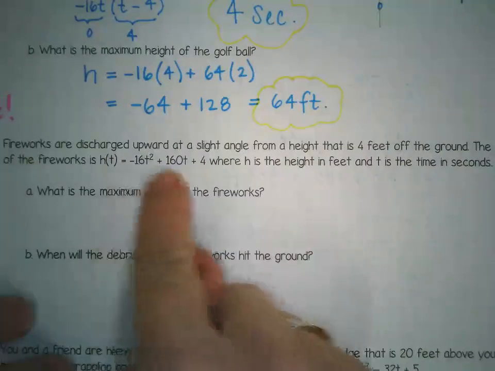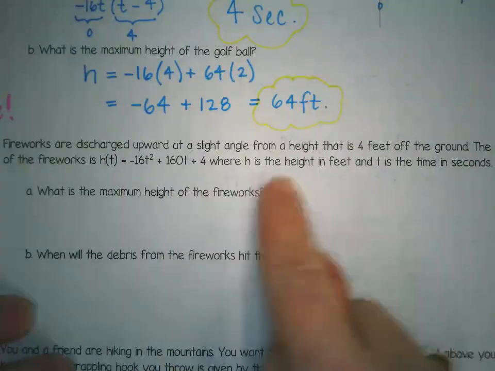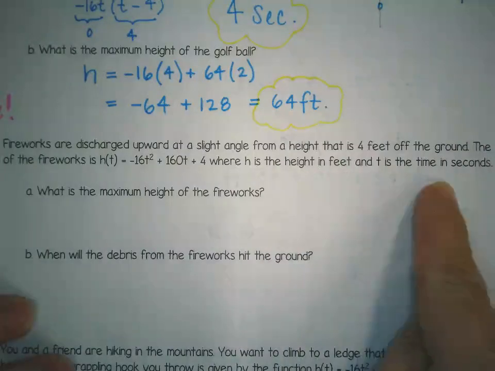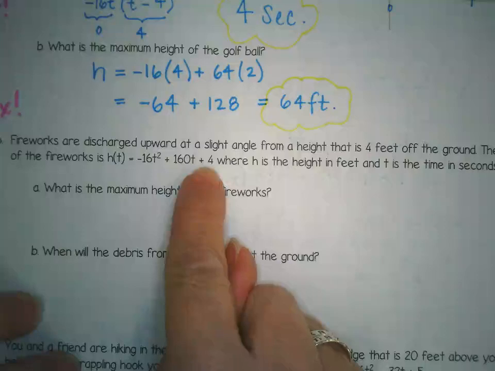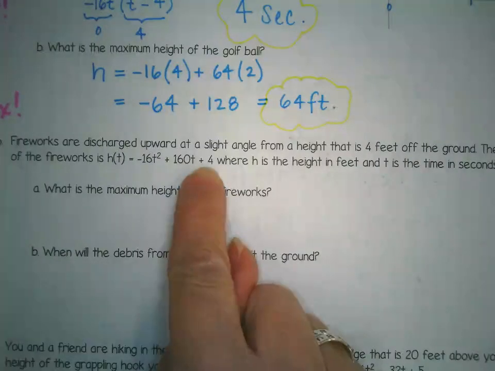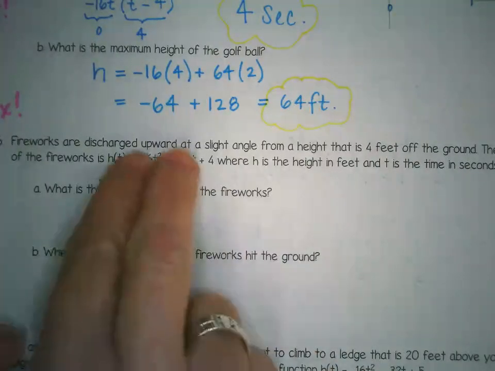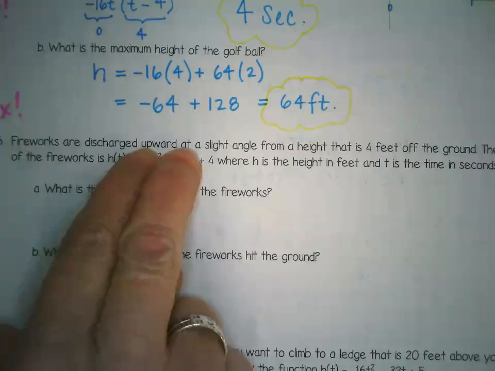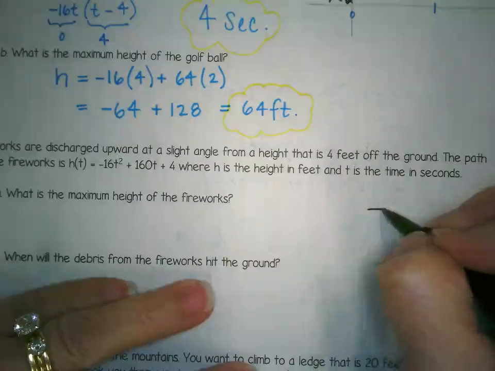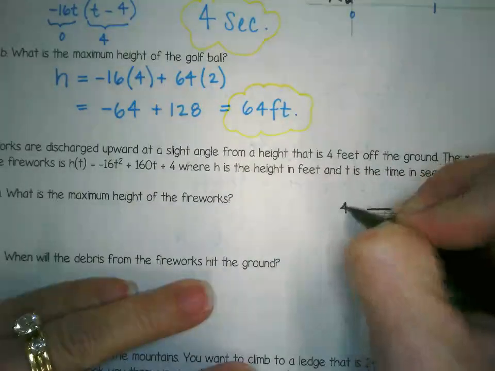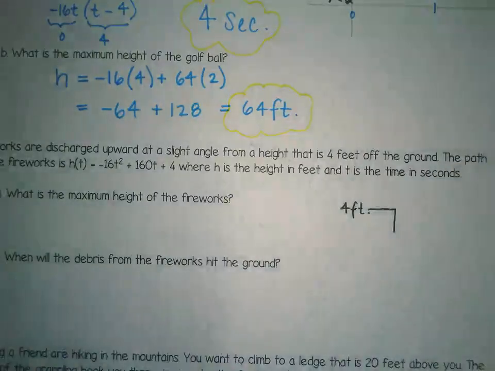Path of the fireworks is given right here. H is the height in feet and T is the time in seconds. And this confirms that my starting height is 4 feet off the ground, because my starting height would be when time is 0, and when time is 0, my height is 4. All right, so let's see. I don't really know what fireworks look like, but I'm just going to make a table here that I know is 4 feet off the ground.